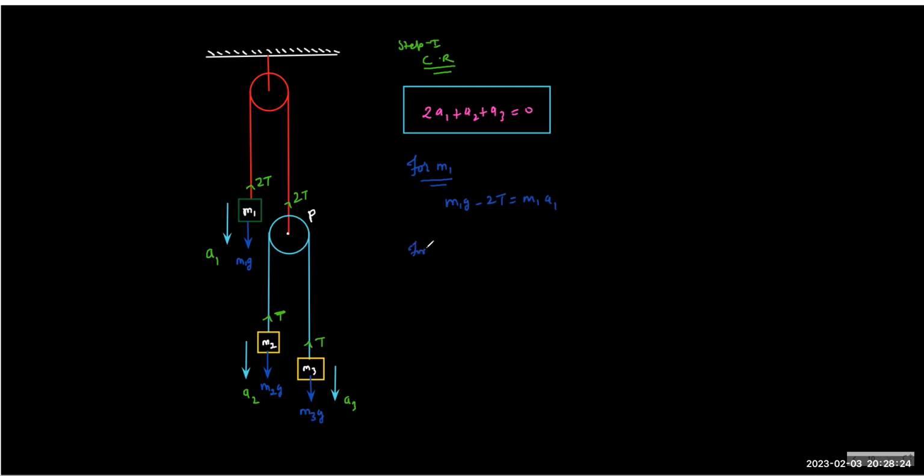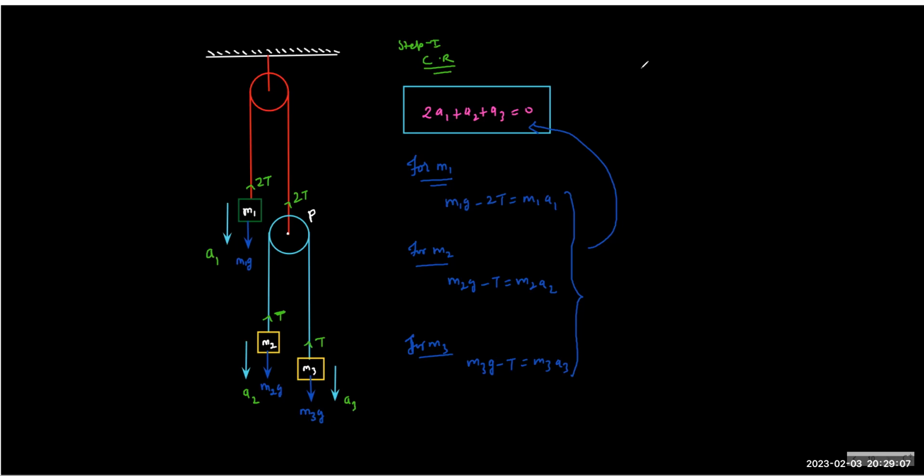Okay, very good. For M2? M2G minus T equals M2A2. And for M3? M3G minus T equals M3A3. Because you know A1, A2, A3 all in terms of tension, why don't you use the A1, A2, A3 from here and substitute in the constraint directly to get T first? Because that's most convenient. When we have more than 2 variables, I will not recommend solving simultaneous equations. That's more cumbersome. So what is the best way to approach here?